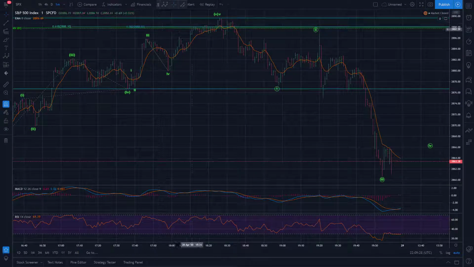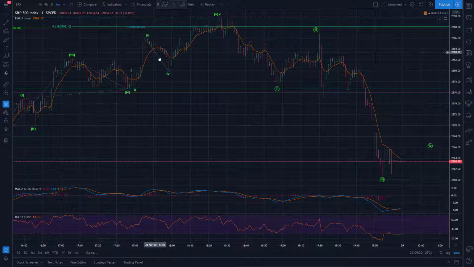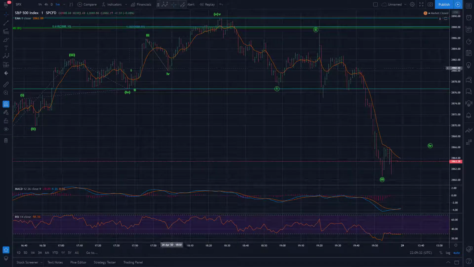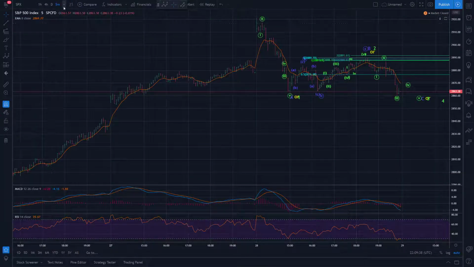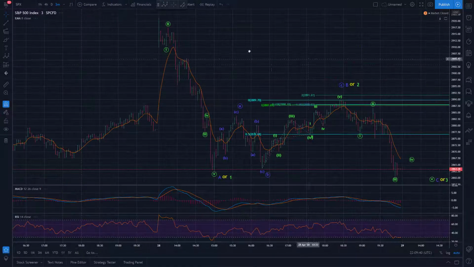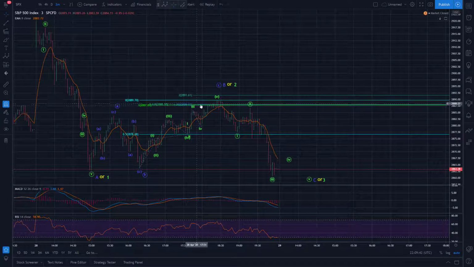And what was really nice here, I'll zoom out now that I did that little 1 minute reverse fib. Let's throw it on the 3 minute, there we go. What's nice here is you get that cluster of Fibonacci relationships.